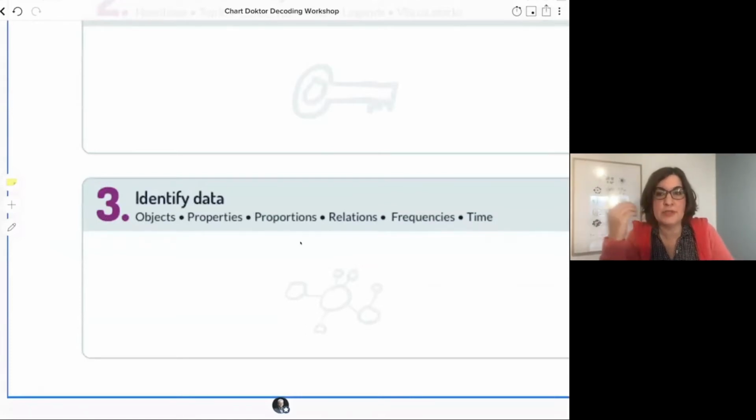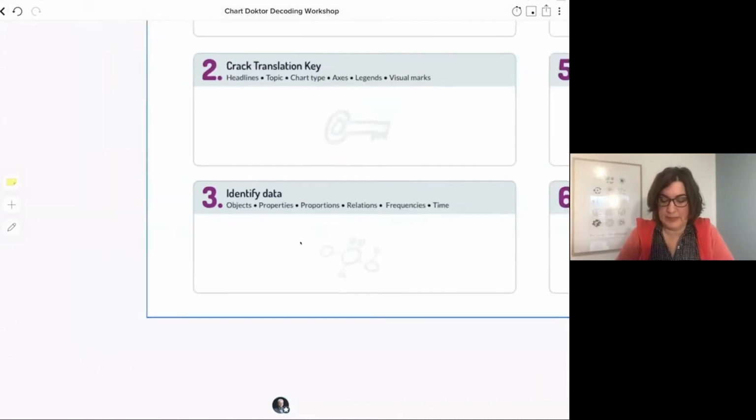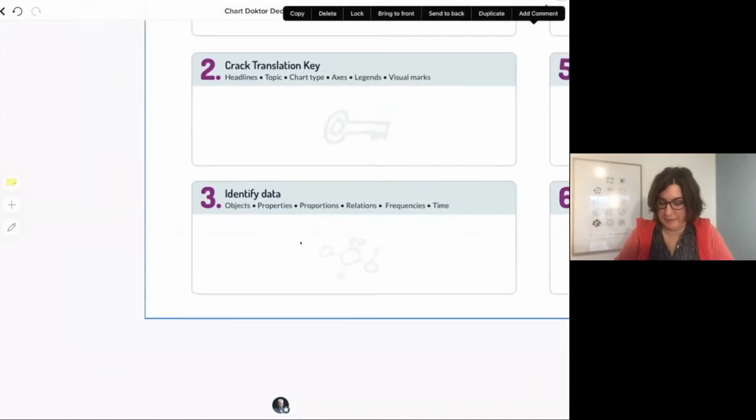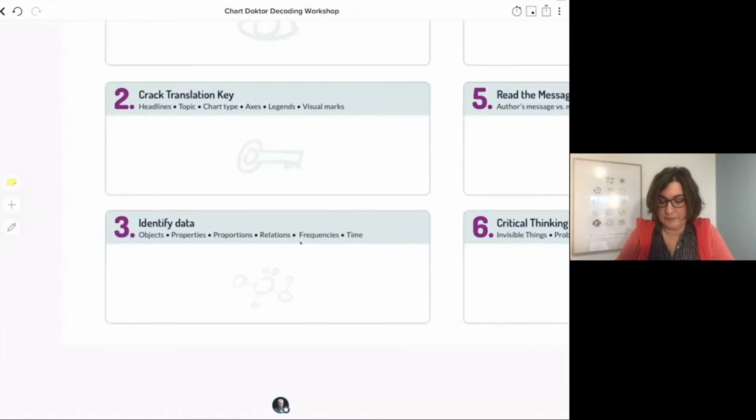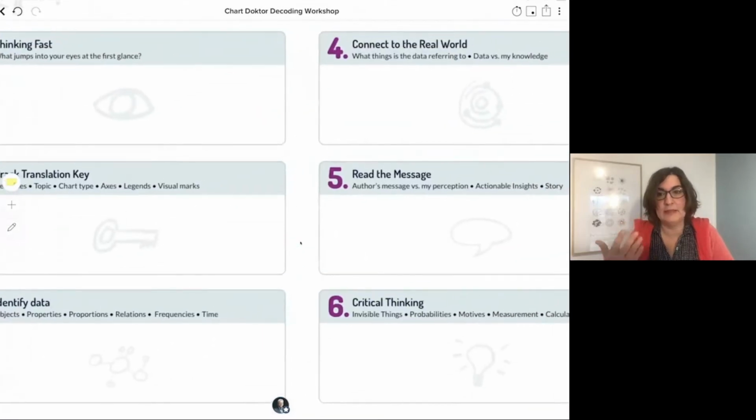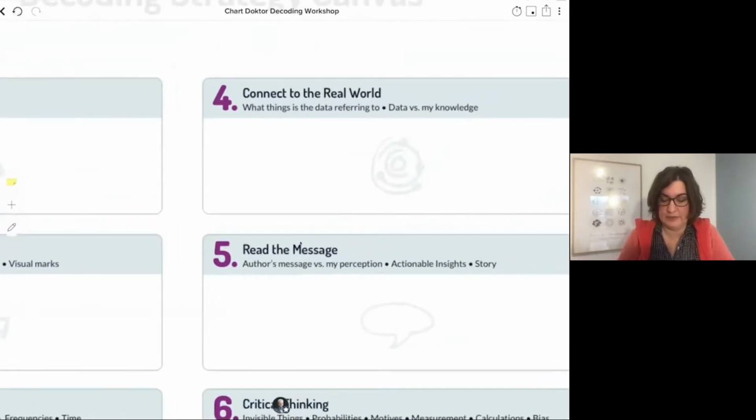What objects are represented by the visual marks? What properties do they have? What kind of proportions and relations and frequencies and time can I see here? Okay, then if you have managed this, you have technically decoded the chart. So you see, it's already a lot of work that you have to do.